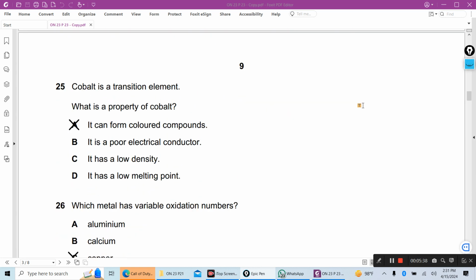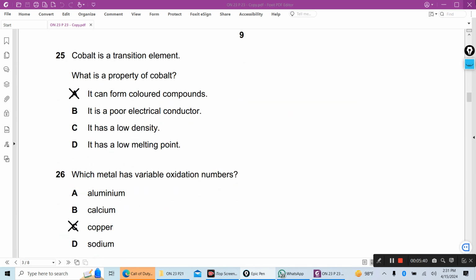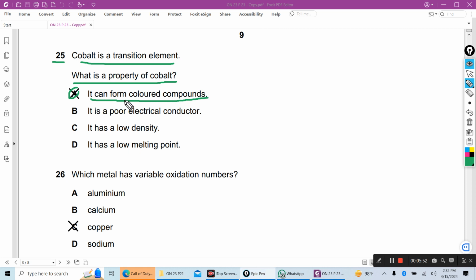Next, question 25. Cobalt is a transition element. Which is a property of cobalt? Transition property. A, it can form colored compounds. You know properties of transition metals: they form colored compounds. So it can form colored compounds.